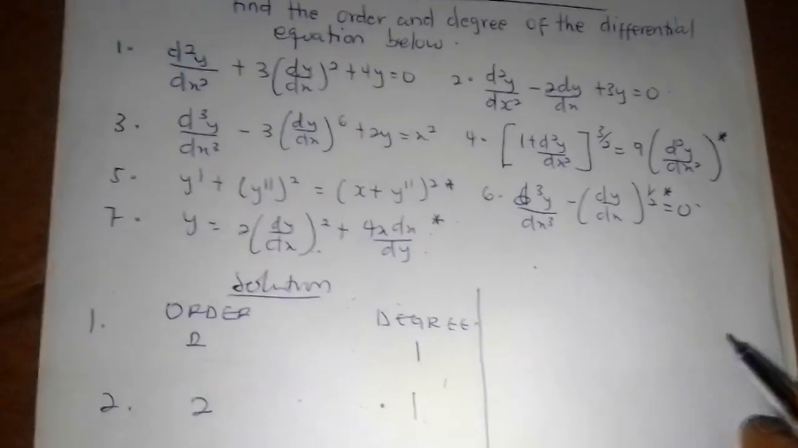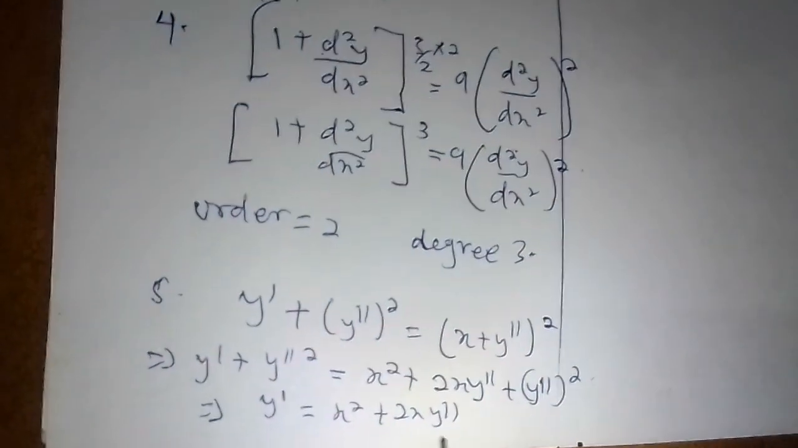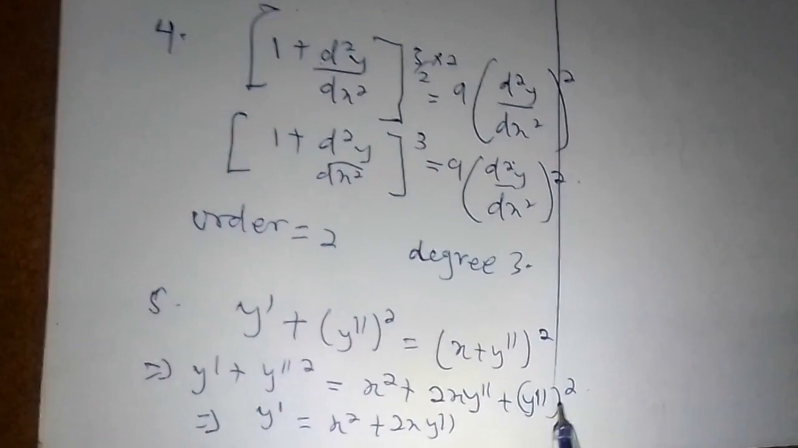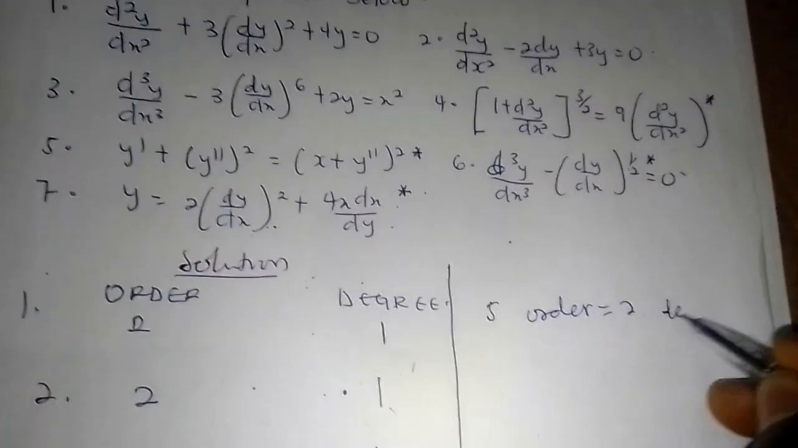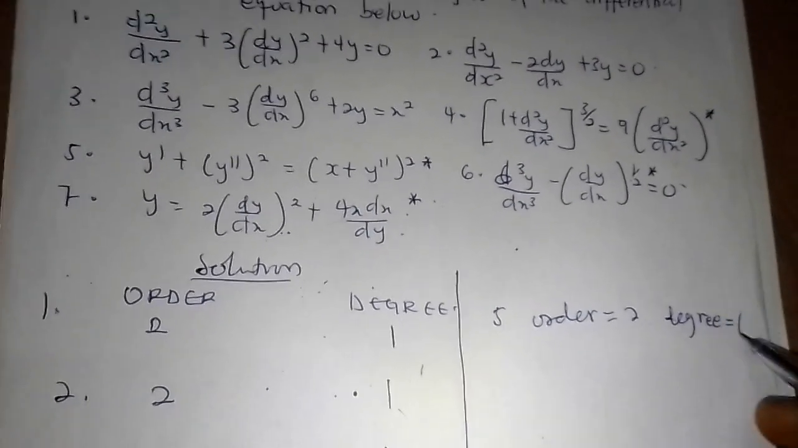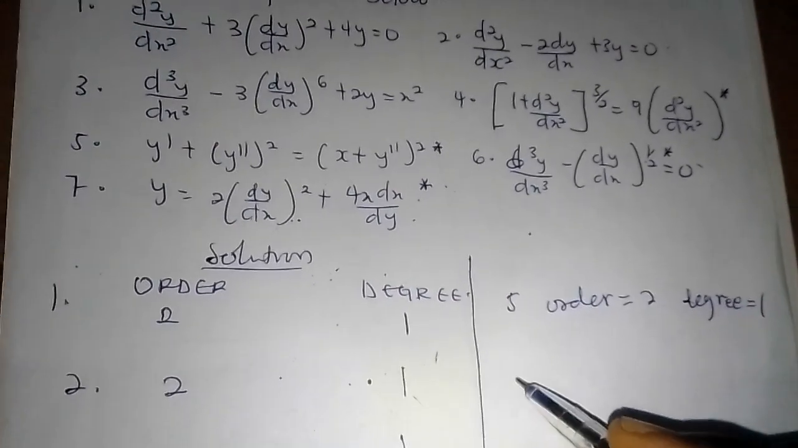So for question 5, we've seen that the order equals 2. But what is the degree? The power to which this is raised is 1. The square was cancelled out upon simplification. Therefore, the degree is 1. Degree equals 1. Take note of this. That's why I put an asterisk there. Let's go to the sixth question.